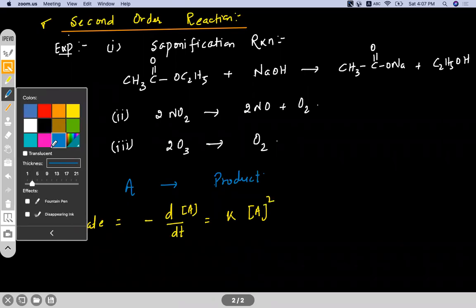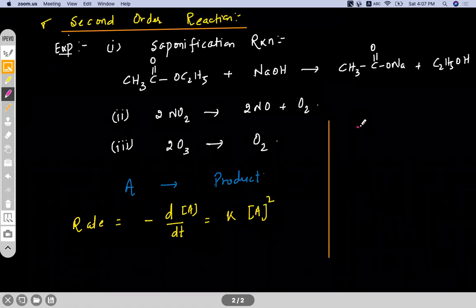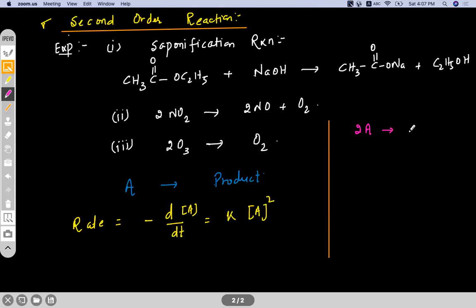Now, one more thing you try to understand here, I am writing down this expression with respect to this reaction. So if the reaction is given in the question as 2A gives product, then we'll write the expression according to this reaction, correct? So don't try to mug up this relation. Try to understand how to write down the rate expression.